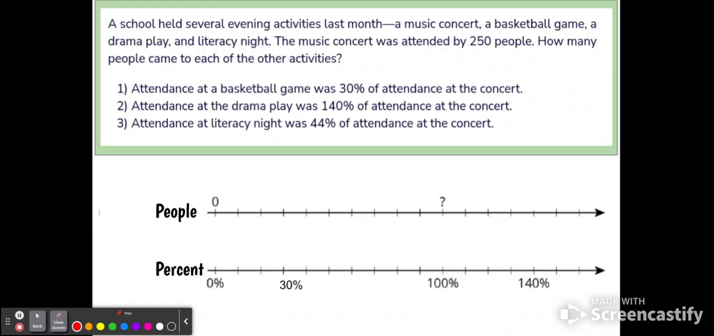Hey, sixth graders. Today we're going to continue looking at percents. If you remember from our last lesson, we learned that percent or percentage means out of 100. Remember, percent has that word cent, and there are 100 cents in a dollar. It all comes from that Greek word, which means 100. So today we're going to continue looking at how do I find a percent of a whole number. Let's look at our problem.